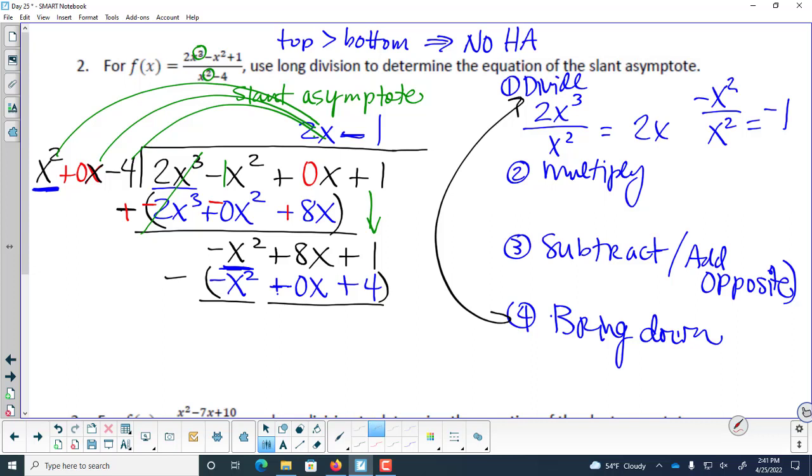How many people like to add the opposite? Some of you like that? If not, how about you do your method and see what you come up with, and then we'll compare. Either add the opposite or subtract, whatever you like better. Once you figure it out.